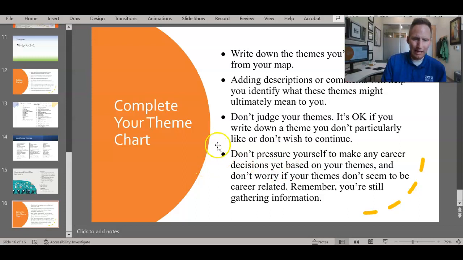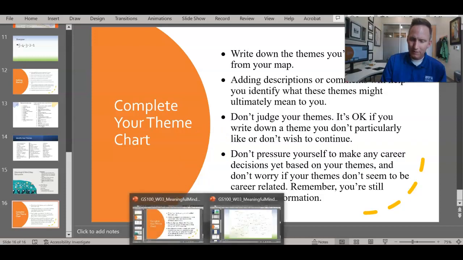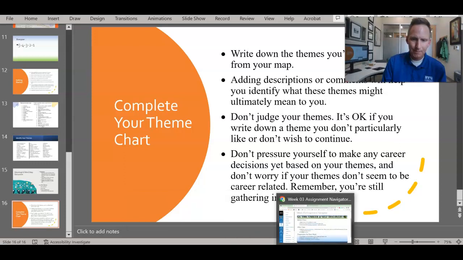So those are the slides. That's the essence of the activity that you're going to do. So if they finish their map in class, that's great. A lot of people end up needing a little more time.